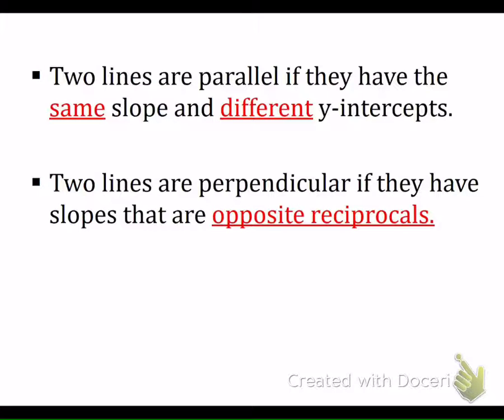That's what it means to be parallel lines. All right, perpendicular lines have opposite reciprocal slopes. They could have the same y-intercept or different y-intercepts. That part doesn't matter. But you take the slope, you flip it, you change the sign. Opposite reciprocal. What are your questions?